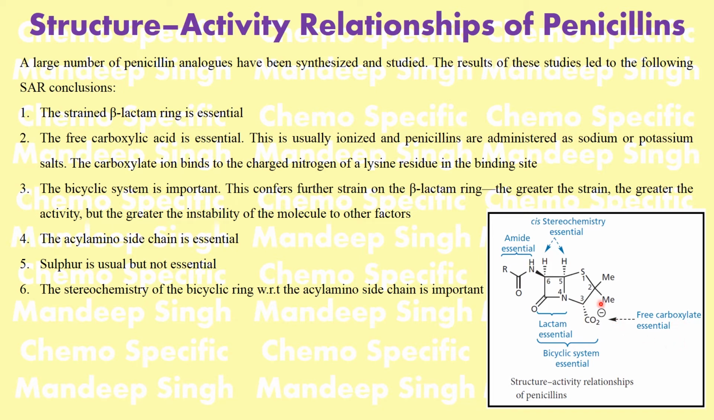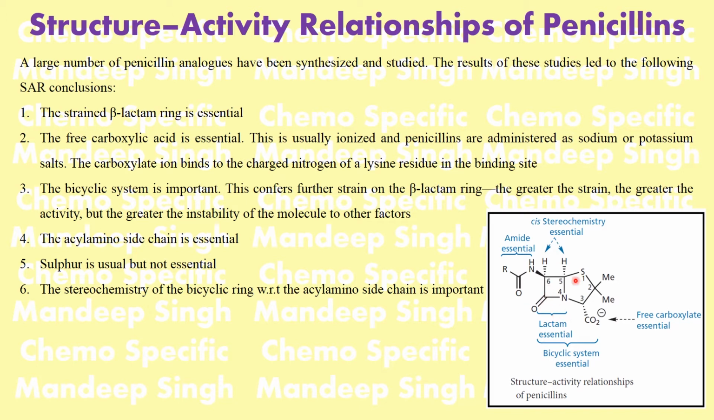This carboxylic acid has to be free. It cannot be like an amide bond, right? It cannot be an amide. It has to be free. Now why is it free? Basically because this is usually ionized. Penicillins are usually administered as the potassium or sodium salt, and this carboxylate anion interacts with the nitrogen of the lysine moiety, which we saw, because that is how it occupies the binding site. That is the reason why this free carboxylate anion is essential.